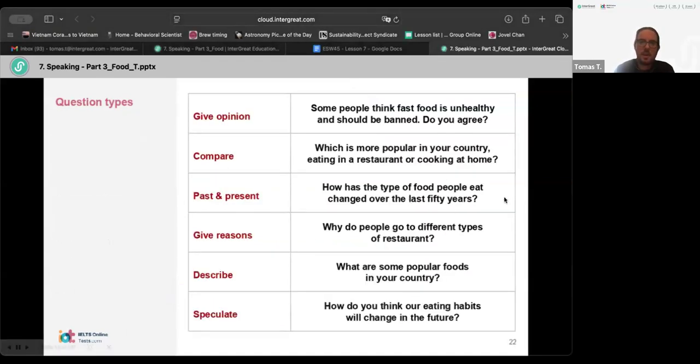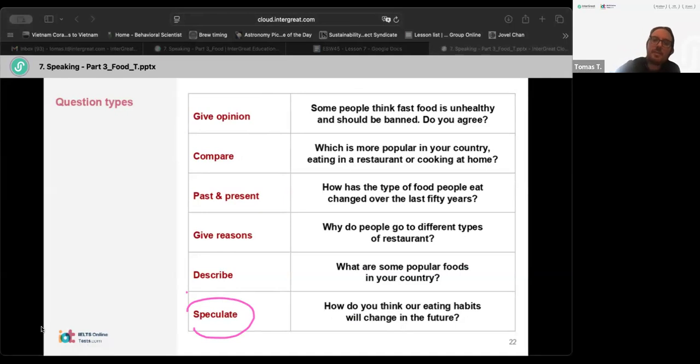And here we have a set of questions that you can notice that they are giving opinions, comparing past and present, give reasons, describe, and speculate. Let me ask Tom, what do you think this word means? If we just read the question, how do you think our eating habits will change in the future? Can you give me an example, a synonym, or a Vietnamese word for speculate? I'm happy with any of those options.